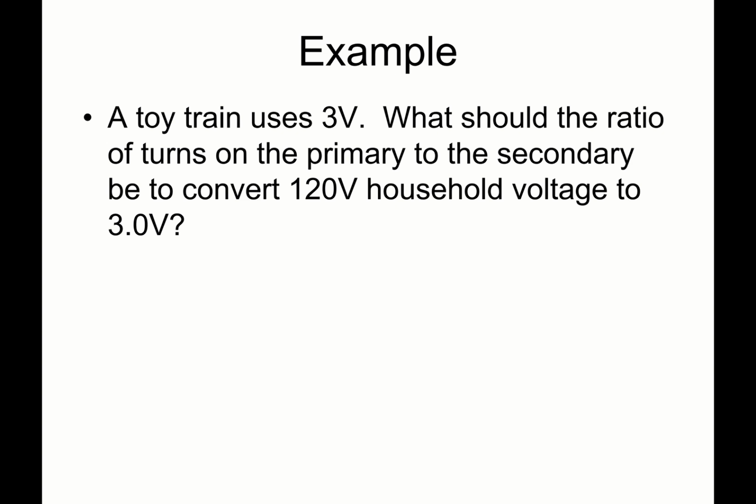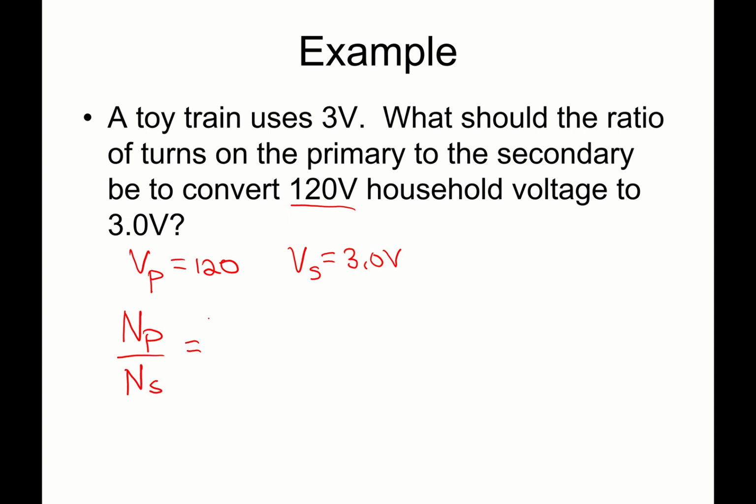So let's do a quick calculation. Here we have a toy train. It has 3 volts on the secondary side, and we want to know if you plug it into the 120 volts household voltage, what should the ratio of turns on the primary to the secondary side be? So we know VP is 120 volts. The voltage on the secondary side, that's on your train, is 3 volts. And they're asking us to find NP over NS, the ratio of turns on the primary to the secondary.